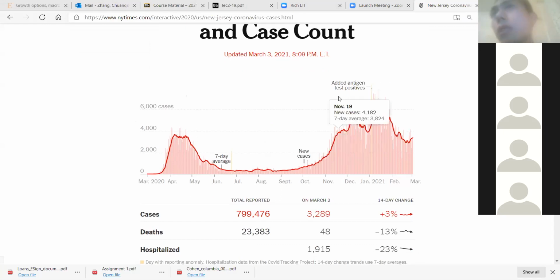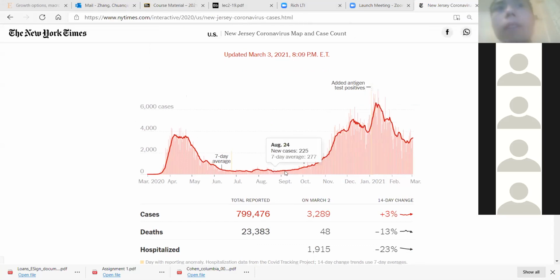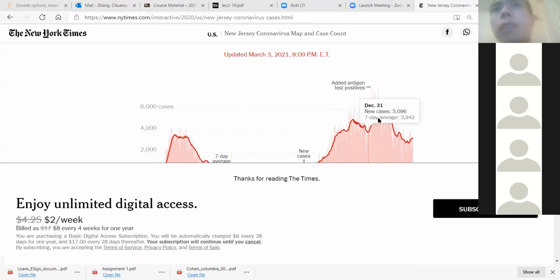So for example, this is from the New York Times, which has searched the New Jersey COVID data, right? The vertical spikes every day are very irregular and very volatile. The thick red curve is a moving average. What you will find is that the moving average is smooth, much smoother than each individual day, right? And if I stop the pointer here, you will see they explain that the thick red curve shows the 7-day average.